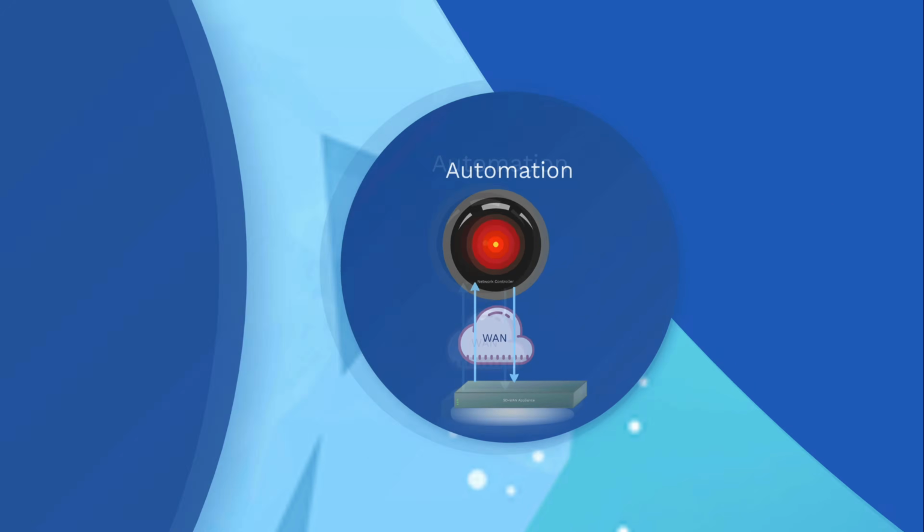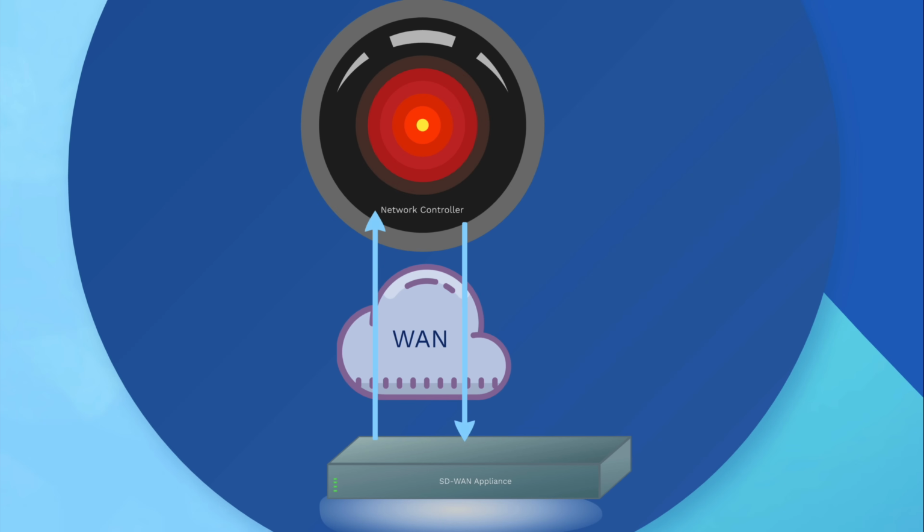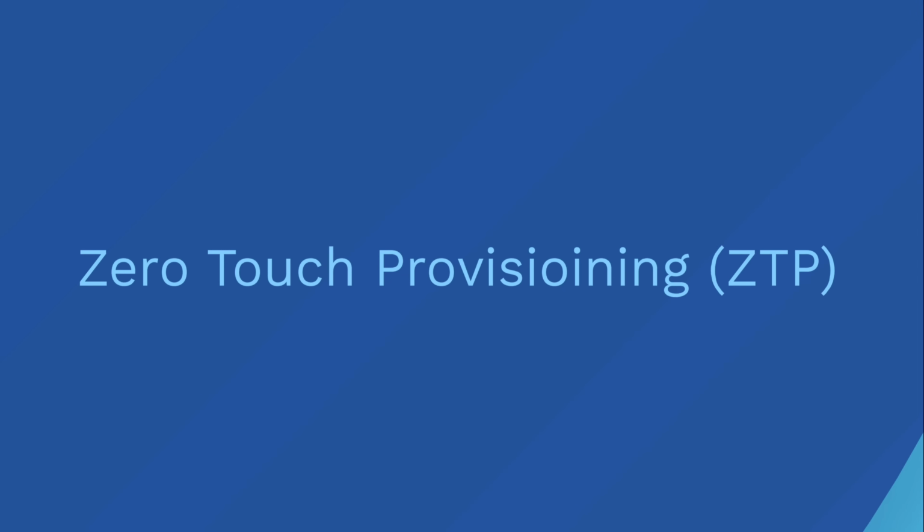Number 2, automation. What ends up happening, as I alluded to earlier, is when we have an SDN appliance or SD-WAN appliance in our network, it goes over the WAN, calls home, the network controller then pushes the configuration down, and the device is able to automatically configure itself. This is known as ZTP, or zero touch provisioning. This is a fancy term which basically means that you as an administrator, without having to touch the device, it was able to automatically configure itself.